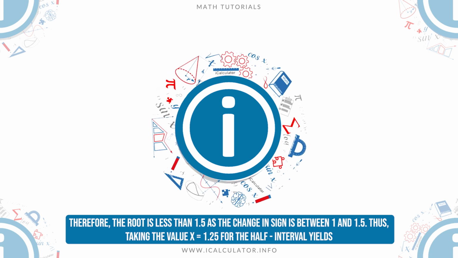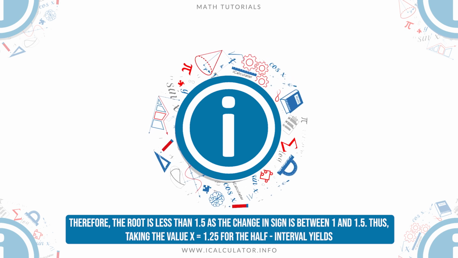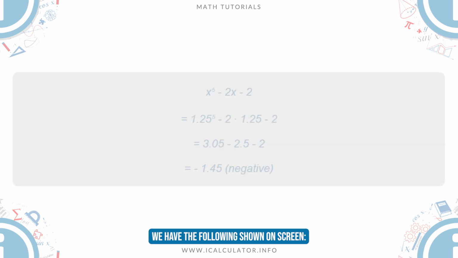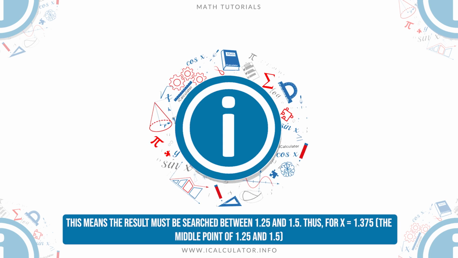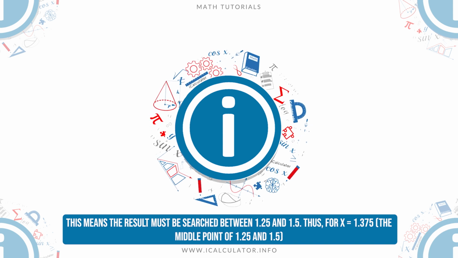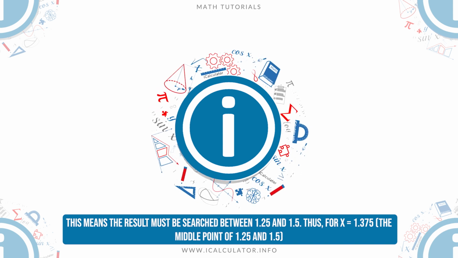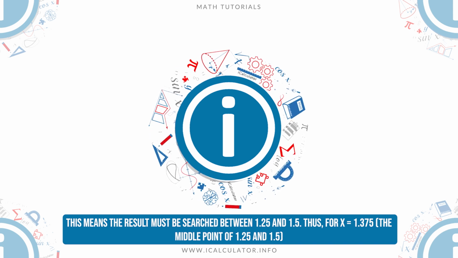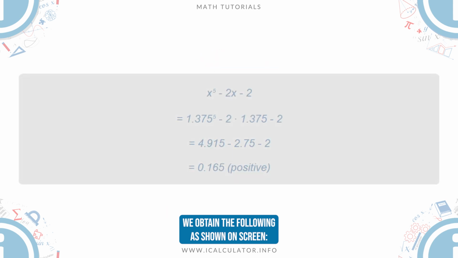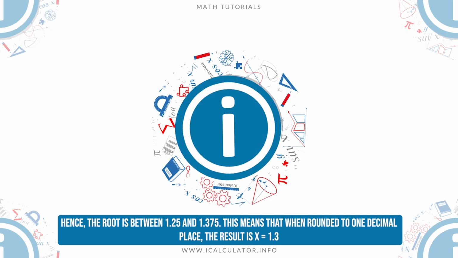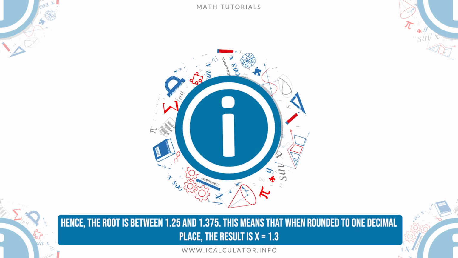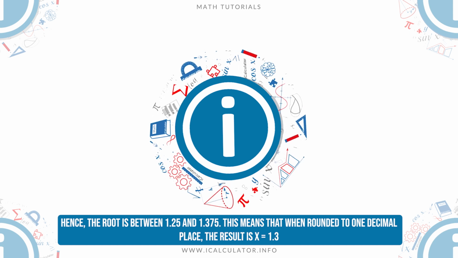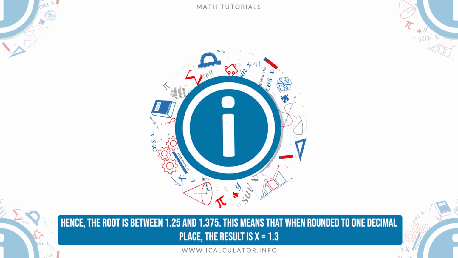Thus, taking the value x equals 1.25 for the half interval yields, we have the following shown on screen. This means the result must be searched between 1.25 and 1.5. Thus, for x equals 1.375, the middle point of 1.25 and 1.5, we obtain the following as shown on screen. Hence, the root is between 1.25 and 1.375. This means that when rounded to one decimal place, the result is x equals 1.3.